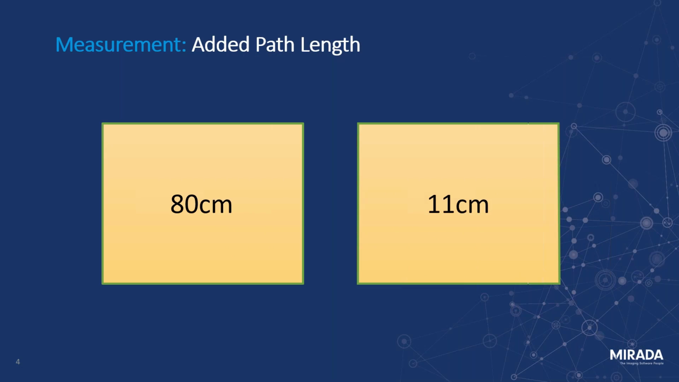So if we look at the added path length for these two figures, the one on the left has an added path length of 80 centimetres, while the one on the right has an added path length of 11 centimetres, suggesting the one on the right is going to be easier to use in practice.